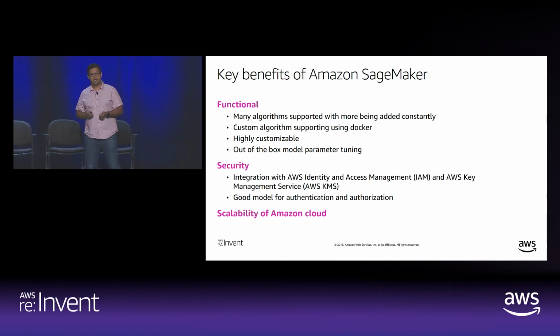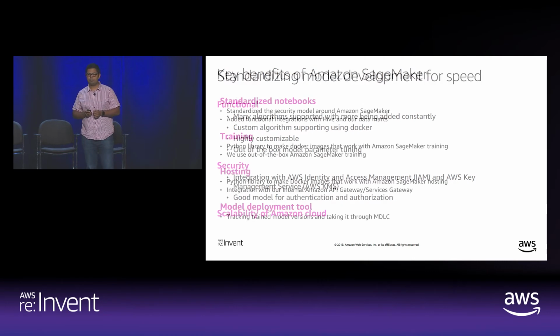And obviously, the scalability of Amazon Cloud. When we were in our own data center, one of the biggest bottlenecks was getting time on our Hadoop cluster. So data scientists were always fighting for compute resources. With Amazon, it's much easier for them to go and start experimenting on a data science use case. They're not held back by lack of capacity.